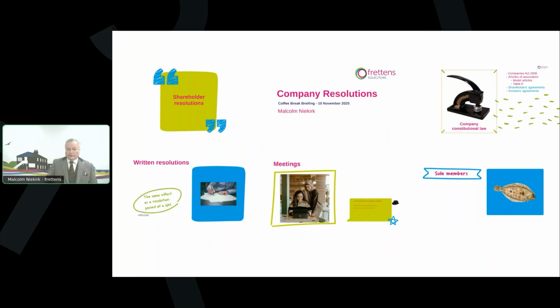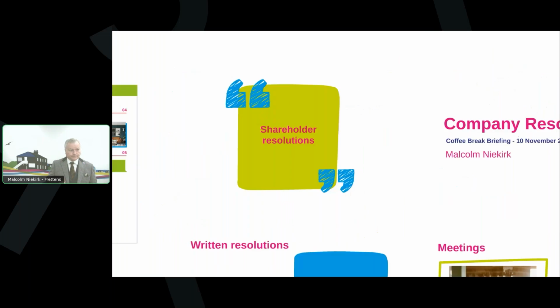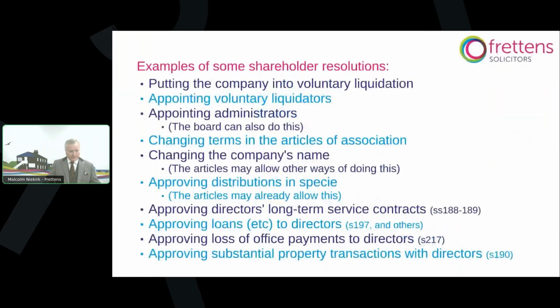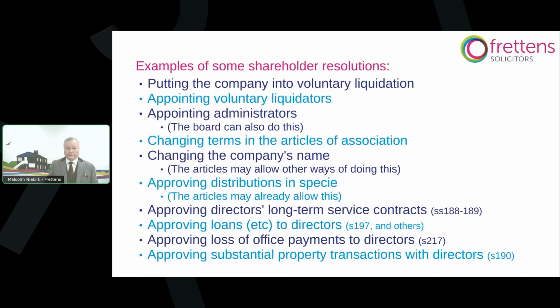Let's move on to look at shareholder resolutions, the decisions that shareholders themselves make. And there's a list here of some examples of shareholder resolutions. At the top will be the ones that we'll probably have thought of first, which is appointing liquidators, putting the company into voluntary liquidation. And the shareholders can also pass a resolution to appoint administrators, which is described in the legislation as the company making the appointment, but it's the shareholders, the members, passing a resolution as a decision of the company to do that.